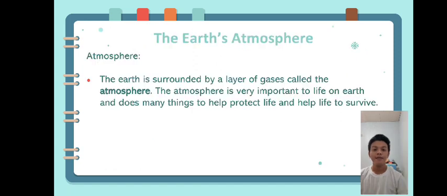So let's proceed. The Earth's atmosphere. The Earth is surrounded by a layer of gases called the atmosphere. The atmosphere is very important to life on Earth and does many things to help protect life and help life to survive. In other words, the atmosphere is the layer of gases here on Earth that protects us from the sunlight, from ultraviolet radiation.